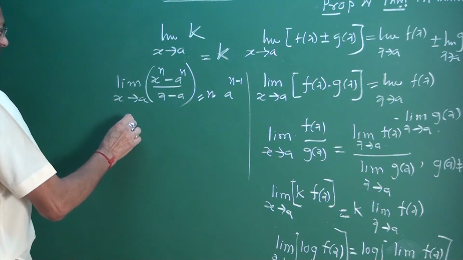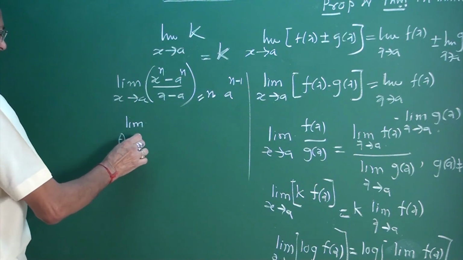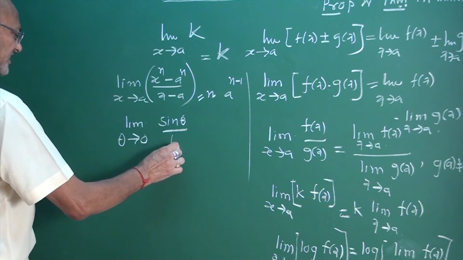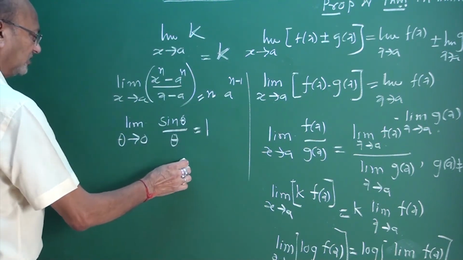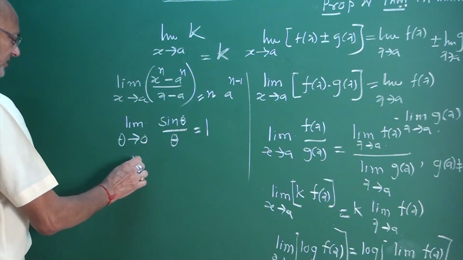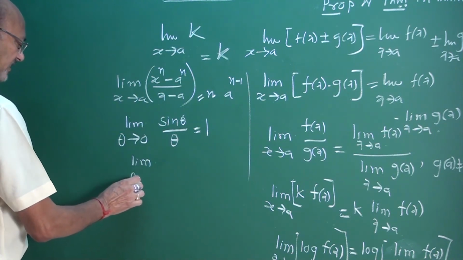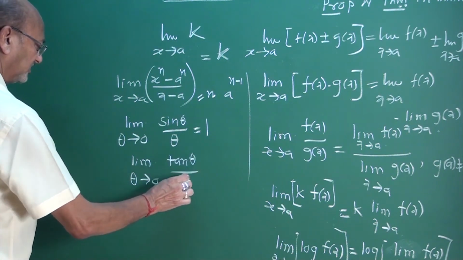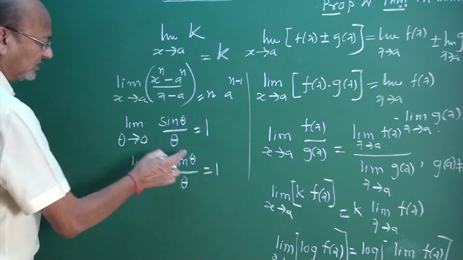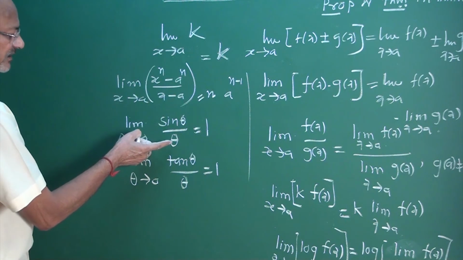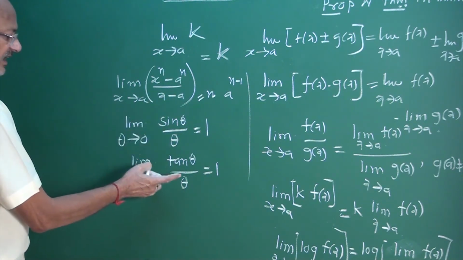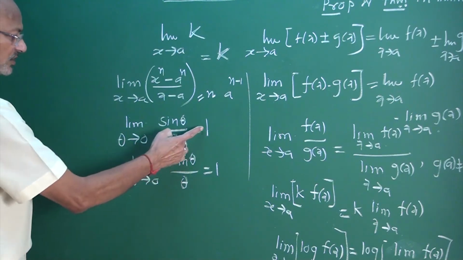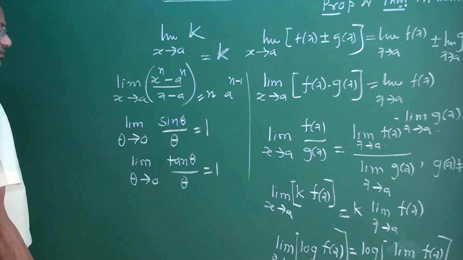Next one, limit as theta tends to 0. It is a trigonometric function. Sin theta by theta is 1, and the same holds for tan. Tan theta upon theta is 1. Not necessarily sin theta by theta; even theta by sin theta, theta by tan theta, in this case as well, as theta tends to 0, the limit is 1.